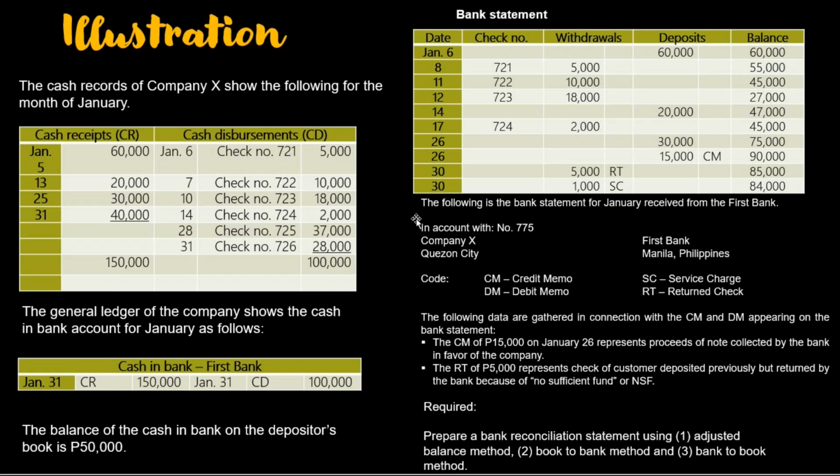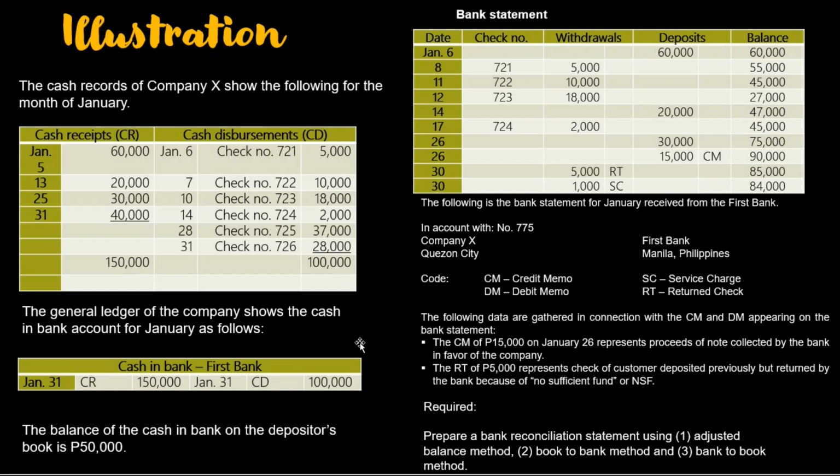Tapos, meron siyang mga additional information here. So, ito daw yung bank statement ni Company X sa kanyang deposit kay First Bank. So, CM stands for credit memo, DM stands for debit memo, SC stands for service charge, and RT stands for return check. So, meron dito mga additional information that you have to consider. So, ano yung requirement? The requirement is to prepare a bank reconciliation statement using the adjusted balance method, the book to bank method, and the bank to book method.